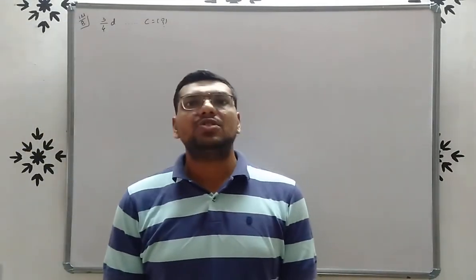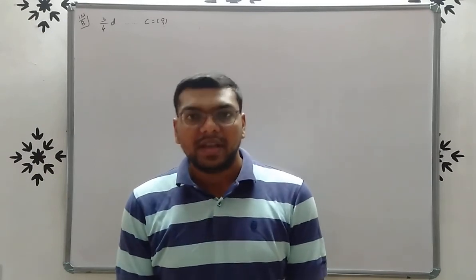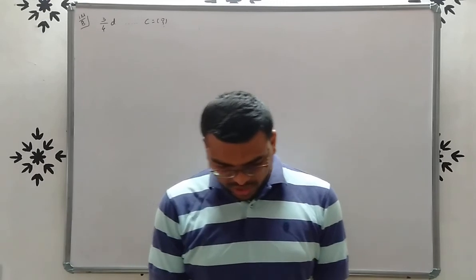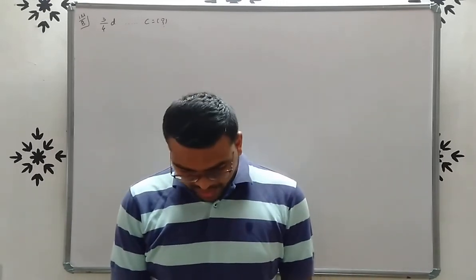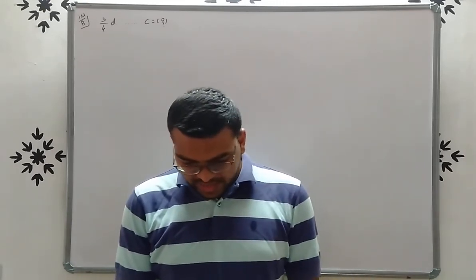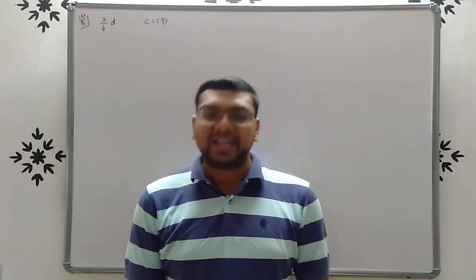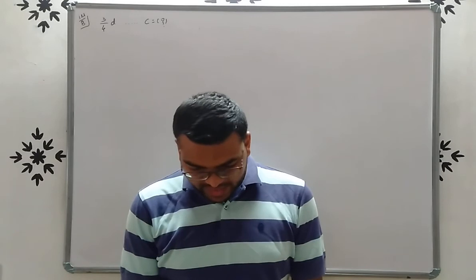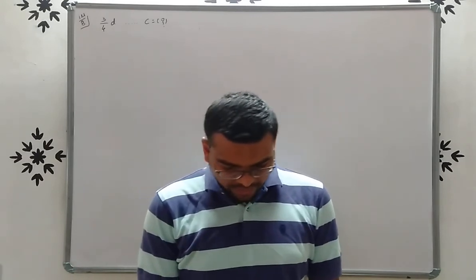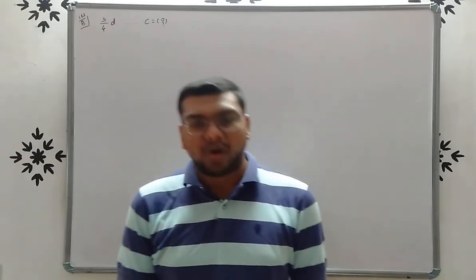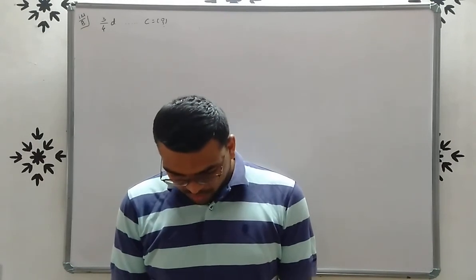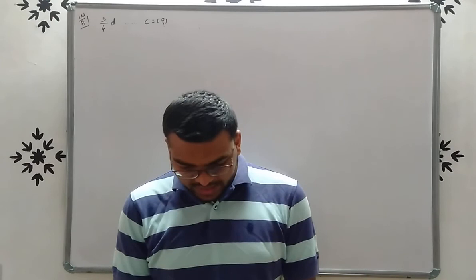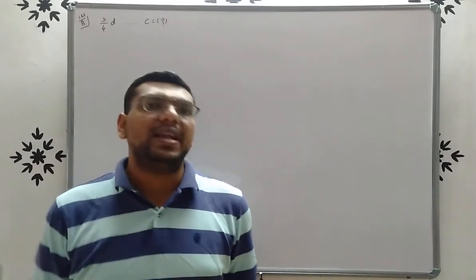Hello friends, illustration number 8. A slab of material of dielectric constant capital K has the same area as the plate of the parallel plate capacitor but has a thickness of 3 by 4d, where small d is the separation of the plates. How does the capacitance change when the slab is inserted between the plates?